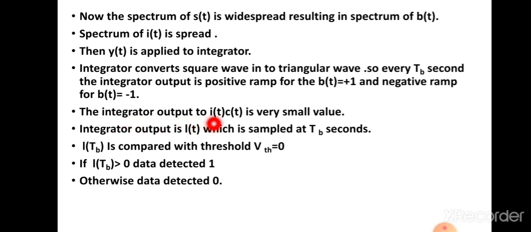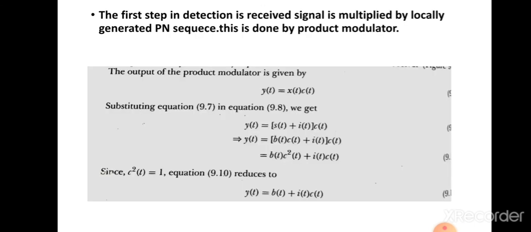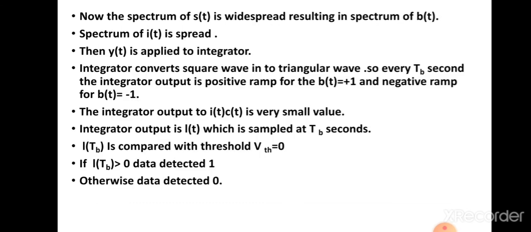Here we discussed the integrator output corresponding to b of t, but there is another part of y of t, that is I of t into c of t. What will happen to this section when it is applied to the integrator? You can see that it is multiplied with c of t, so its magnitude will be very low. So when I of t into c of t is applied to the integrator, the integrator output will be very small. We can neglect that component, because when I of t is multiplied with c of t, its bandwidth is increased, but its amplitude will be small. That is why it can be neglected at the integrator output.